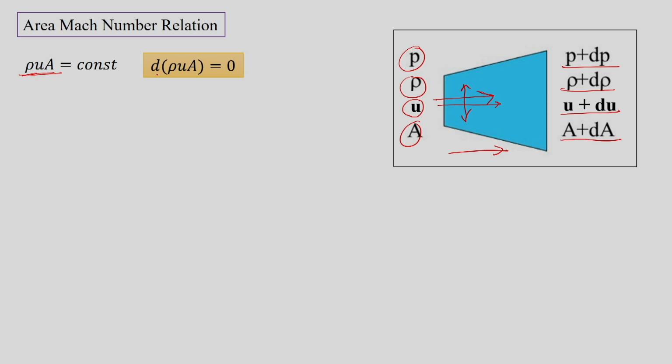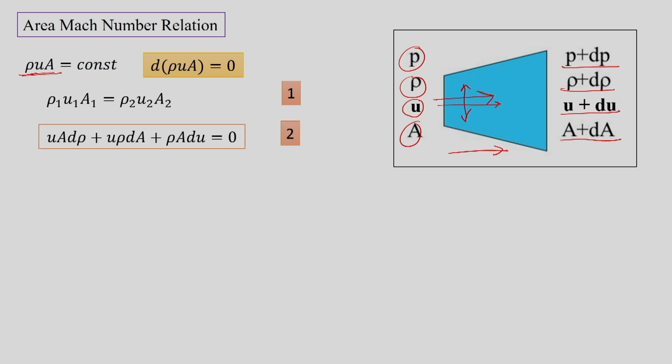This relation tells us that the differential of rho A u is equal to 0. So practically rho 1 u 1 A 1 is equal to rho 2 u 2 A 2. Also, we can differentiate this expression, d(rho u A) is equal to 0, and then we can get u A into d rho plus rho u into dA plus rho A into du. So, this is the differentiation of the expression corresponding to the mass conservation equation.